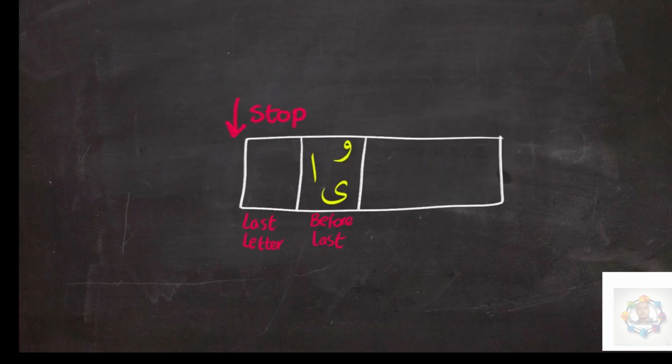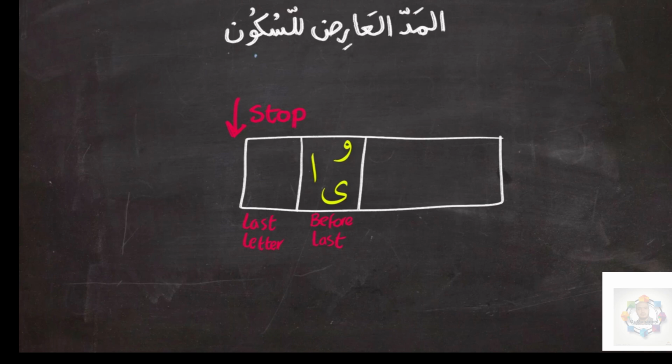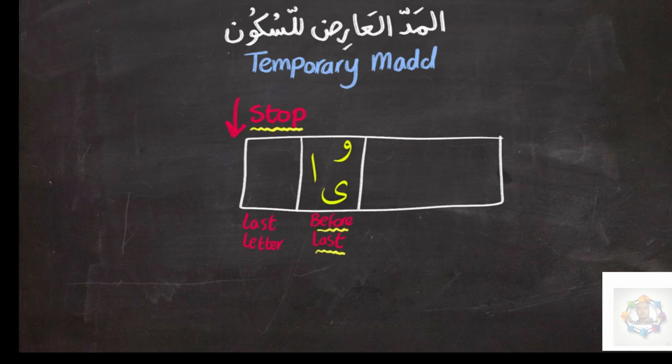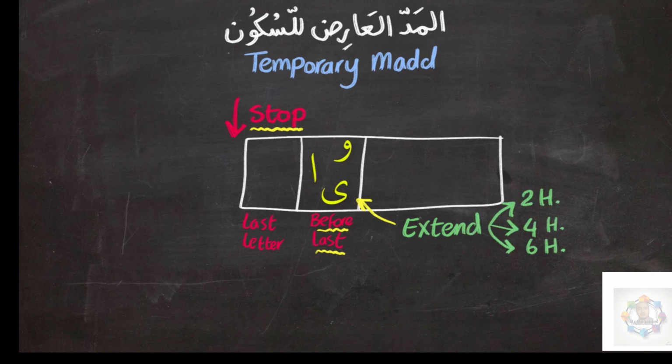Then you will have what we call المد العارض للسكون, or in English, temporary med. المد العارض للسكون, or temporary med, happens when you stop at a word and in that word a med letter came before the last letter. And in this case, you may extend the med letter for 2, 4, or 6 harakat.